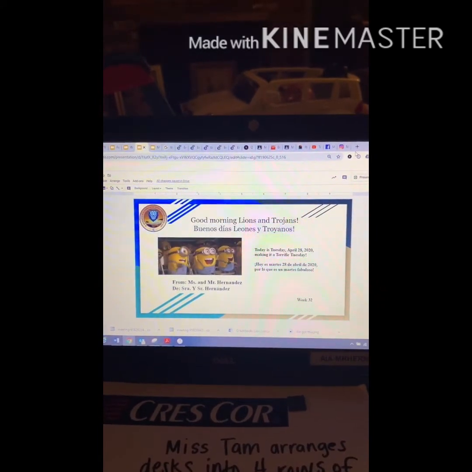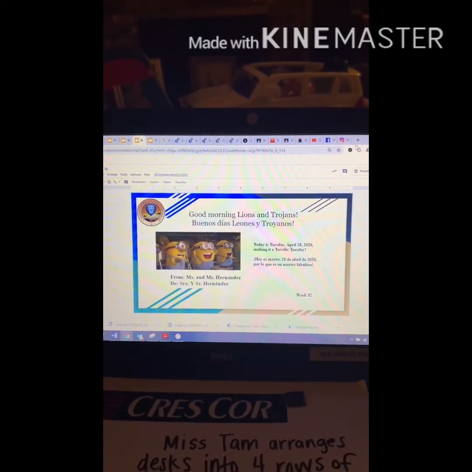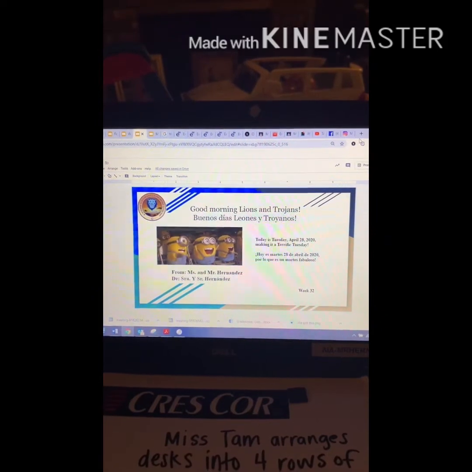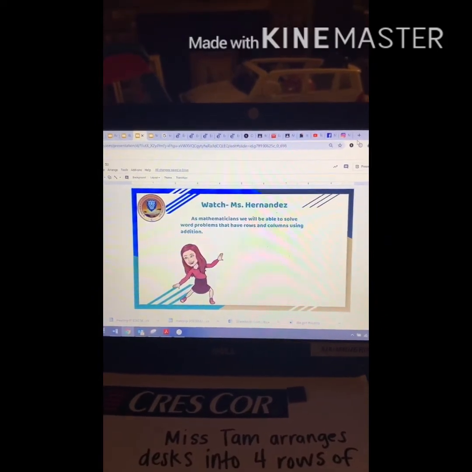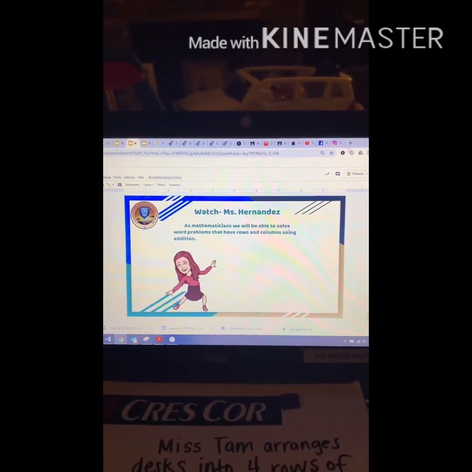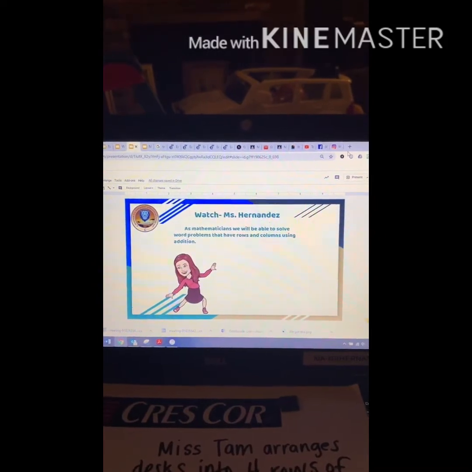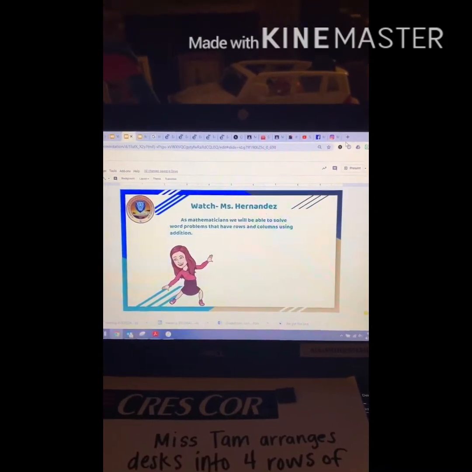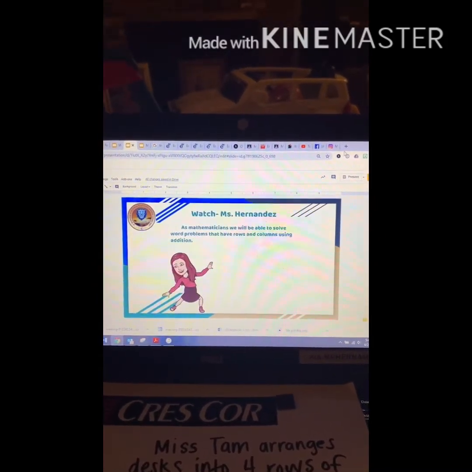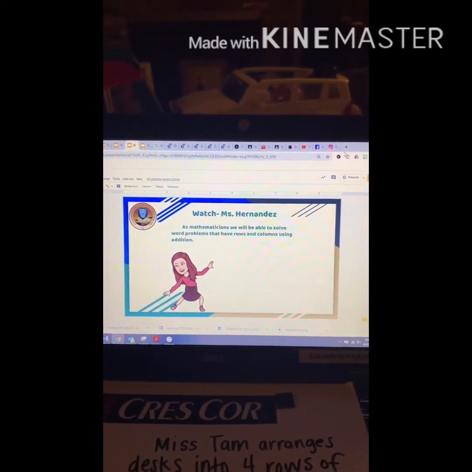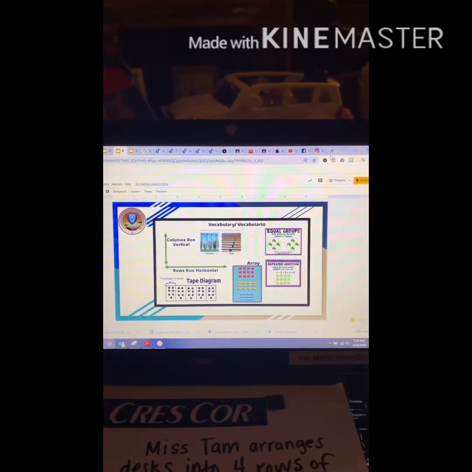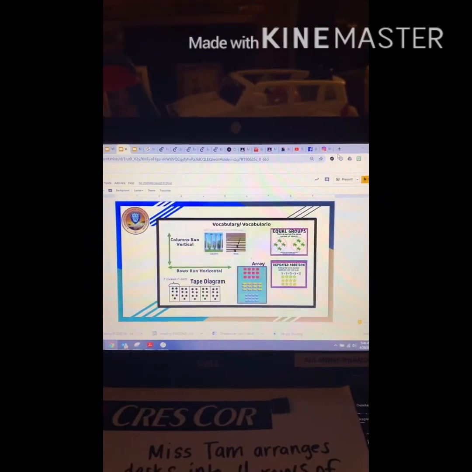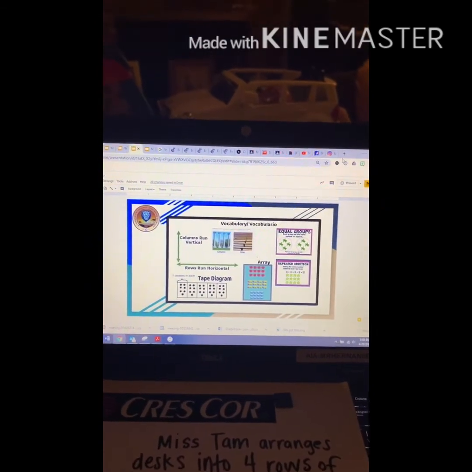Now, today we're going to get started with our math lesson with Miss and Mr. Hernandez. I wanted to go over some vocabulary before we went into our lesson. So here's some vocabulary words that we should be remembering throughout our day and continue throughout our week. And the vocabulary words are as follows.